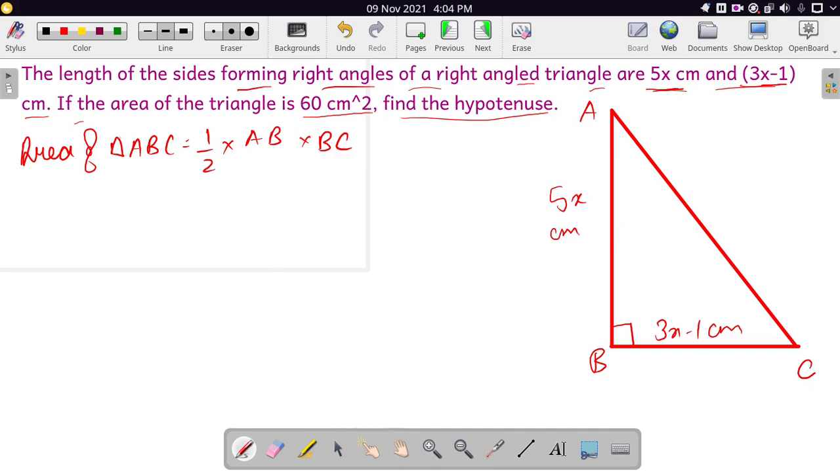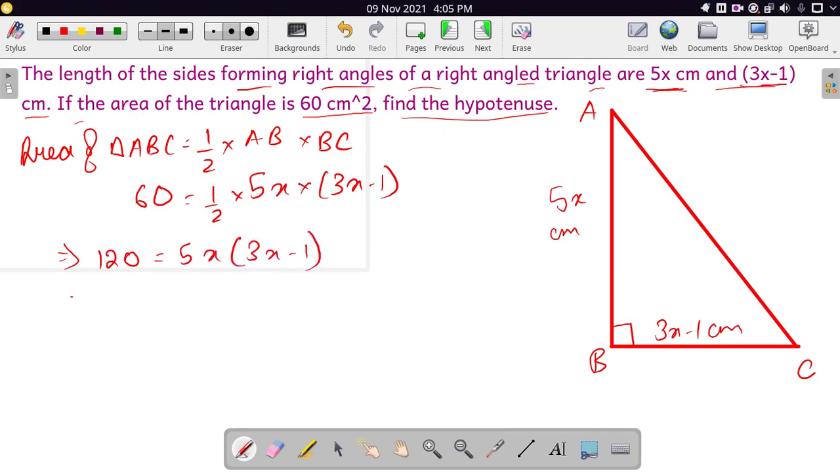Half into AB into BC. Now this is equal to half into, okay, this is given to be 60. The area is given 60, so half into 5x into 3x minus 1. So we have the equation 120 equals 5x into 3x minus 1. This comes out to be 3x square minus x minus 24 equals 0.